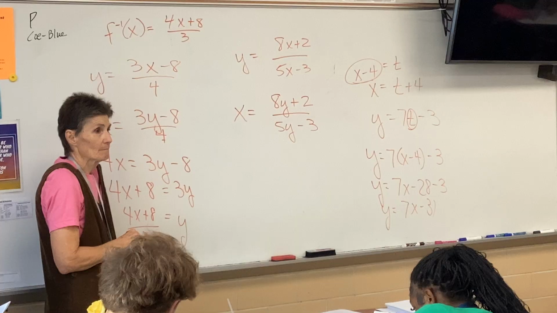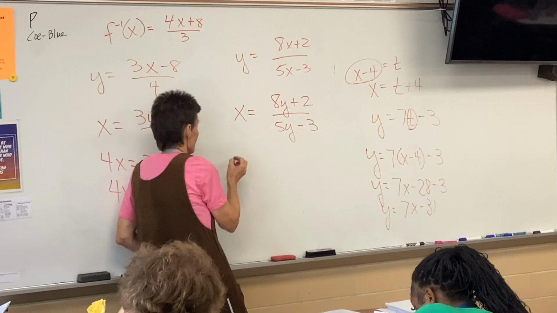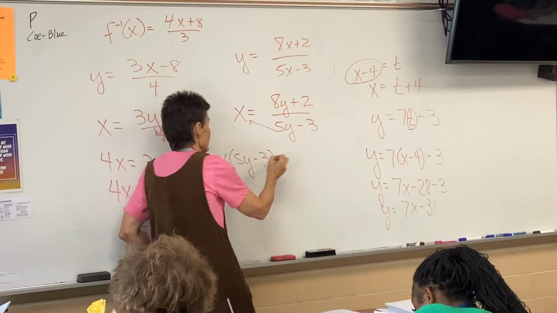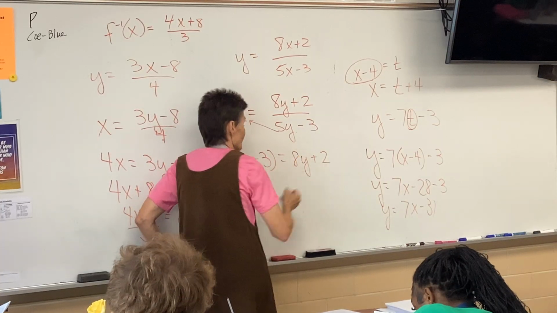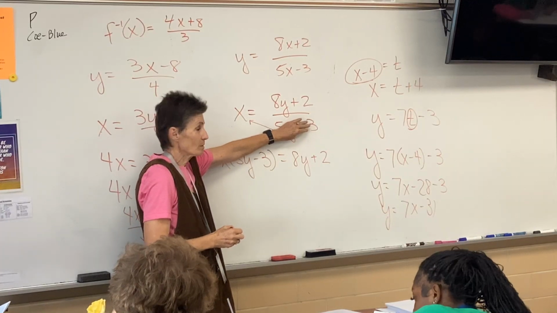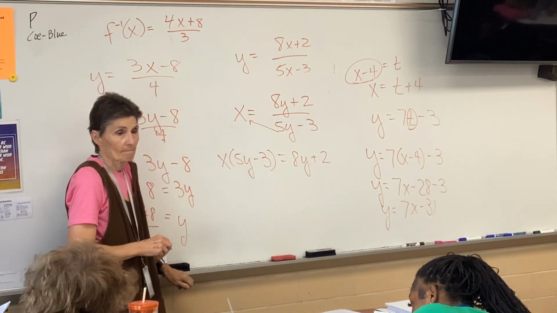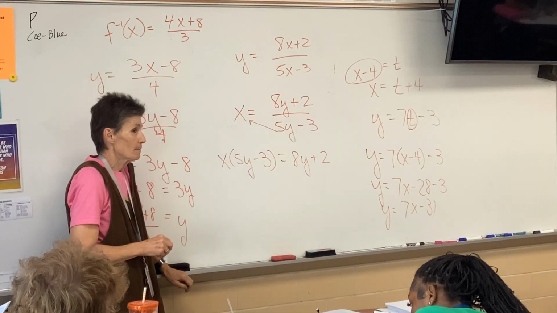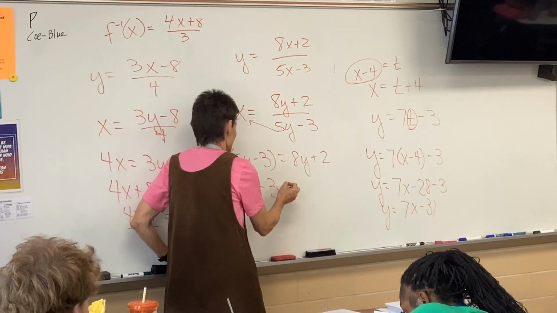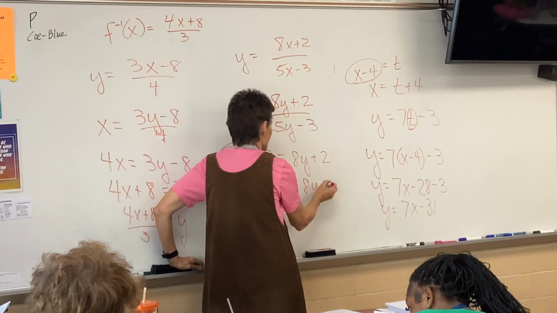Then what do you do, the denominator times the top? We're gonna bring this guy over here. So we're gonna have x times (5y minus 3), we're bringing him over, equals 8y plus 2. When you bring him over, he's not here anymore. So it's just 8y plus 2. Distribute. So 5xy minus 3x, I'm just distributing, equals 8y plus 2.